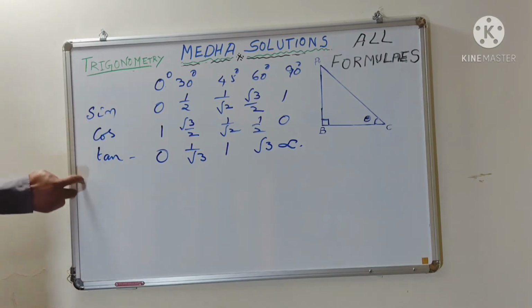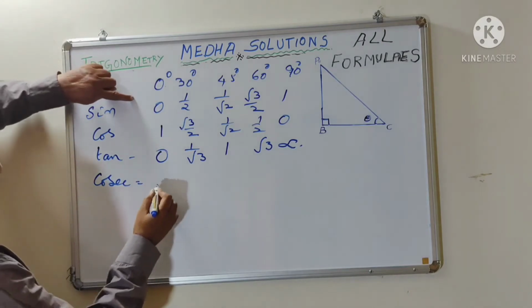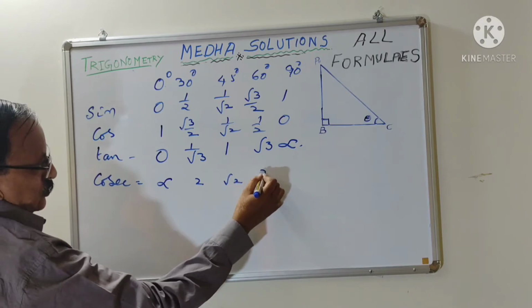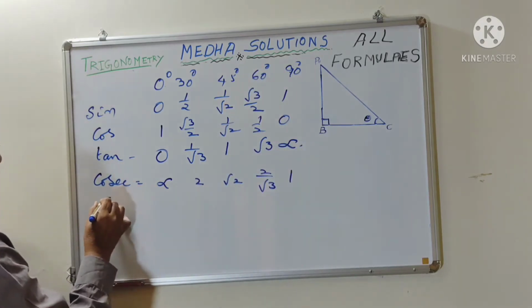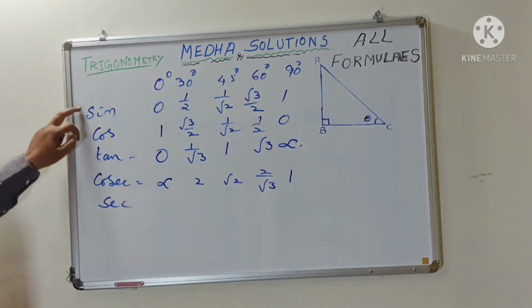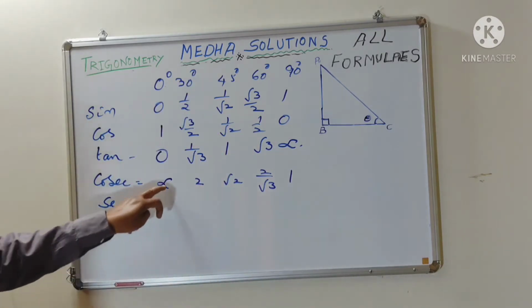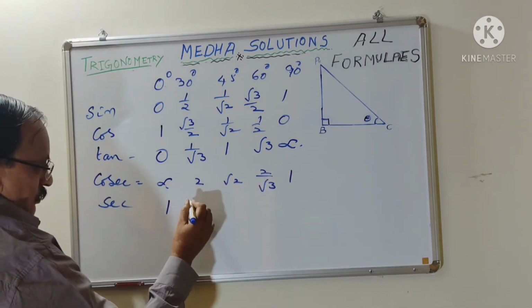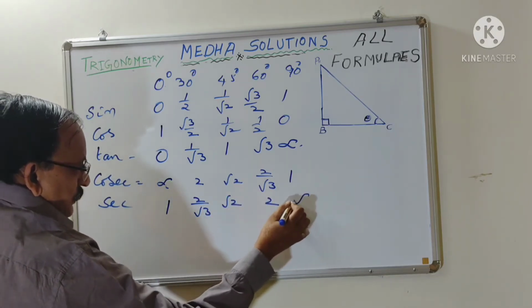And then the inverse of sin, cosec: 1 by 0, infinite, 2, then reverse, root 2, 2 by root 3, all values are the reverse of sin, here 1. And sec. Like sin and cos, there is a relation between cosec and sec. Here right to left, there left to right. Here also the same, right to left and left to right. The same order should be reversed: 1, 2 by root 3, root 2, 2 and infinite.